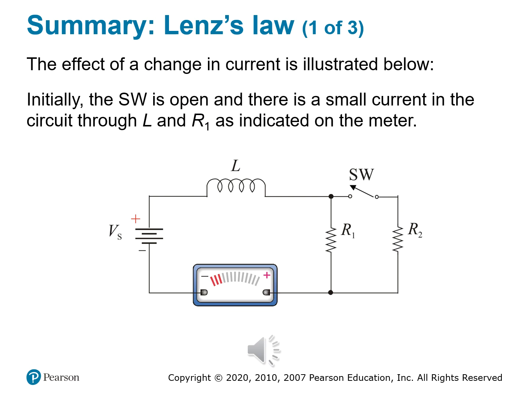So in this setup, the meter shows a small current through R sub 1, but nothing happens yet because we haven't disturbed the current. In the next slide, we'll flip that switch and we'll see how that inductor actually responds.